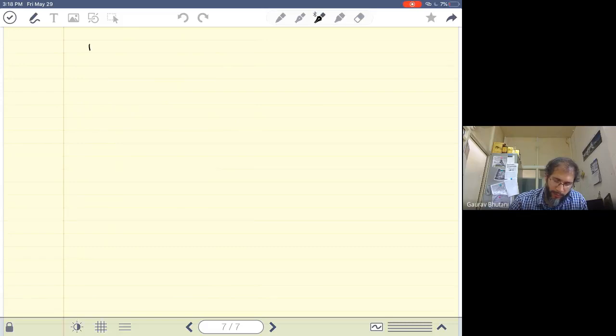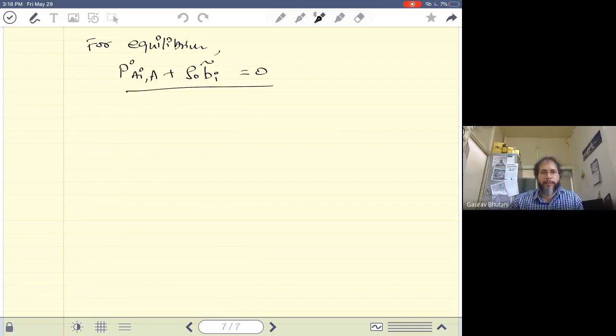So for equilibrium, what you get is simply P naught ai comma a plus rho naught bi tilde is 0. That's for the case of equilibrium. So this was the material form of the force balance equation or the linear momentum conservation equation for equilibrium situation.